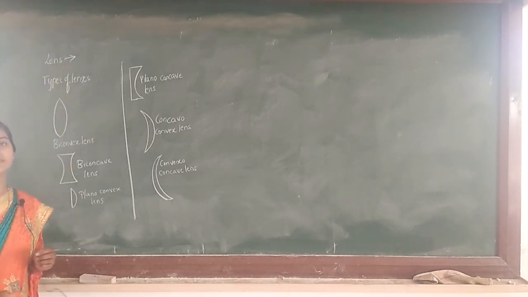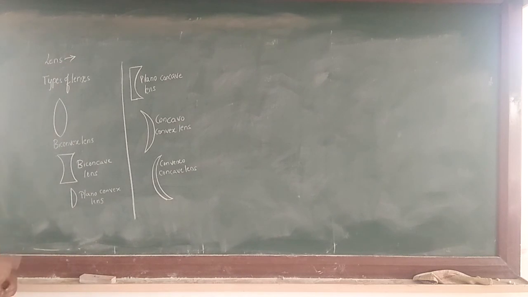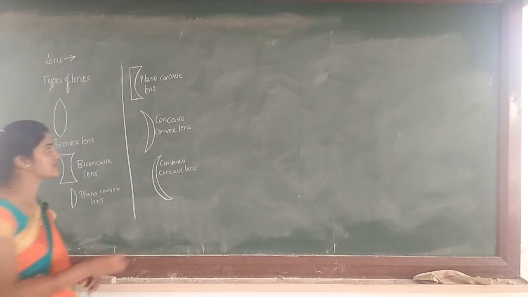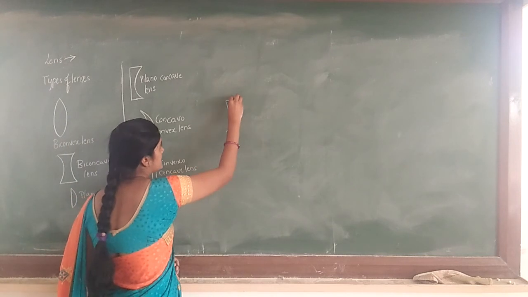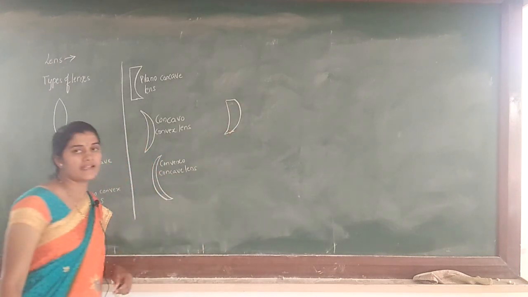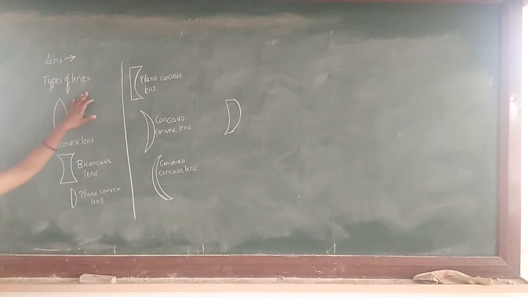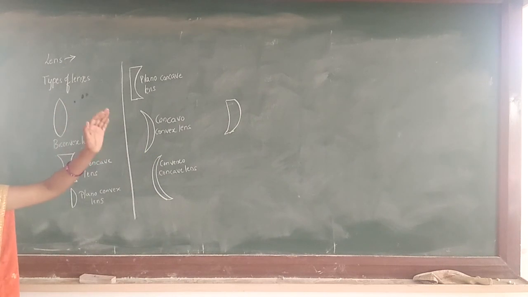Lens is what? It is a homogeneous medium which has two spherical surfaces, or one spherical surface and one plane surface. We are calling it a lens.